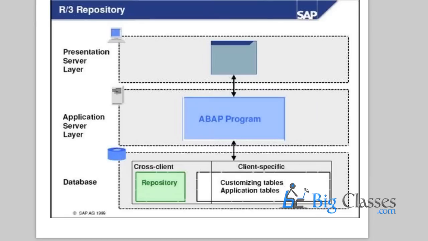Now, the database can be cross-client and client-specific. We have a word called client, and we will go into the details of what a client is later. A major chunk of the repository, or your entire repository, is cross-client information.